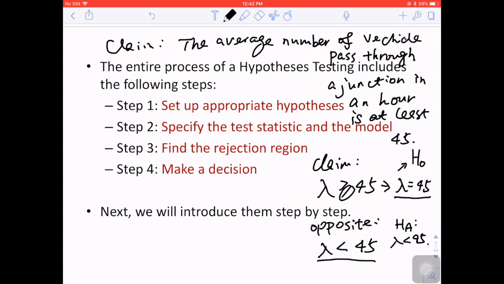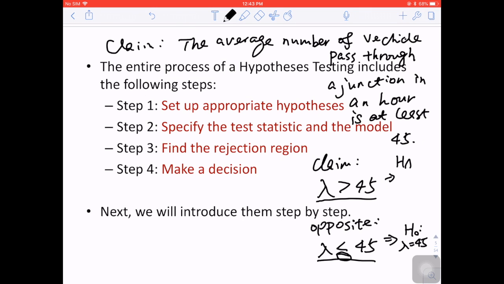Sometimes your claim is, for example, that the average number is larger than 45. So the opposite side is lambda is smaller than or equal to 45. What I'm going to do is find the position of the equal sign. In this case, the equal sign is here. So I'm going to set this one as my null hypothesis, and its opposite side, which is our original claim, as my alternative hypothesis.